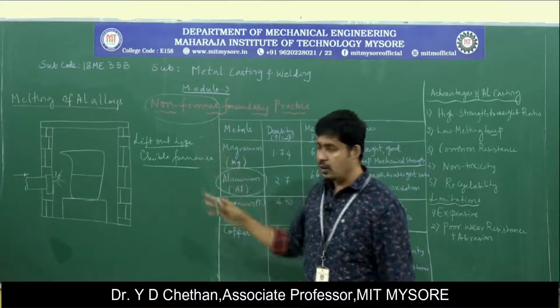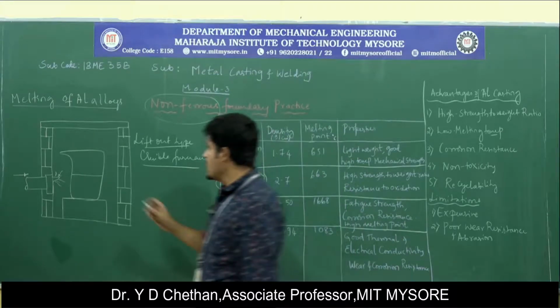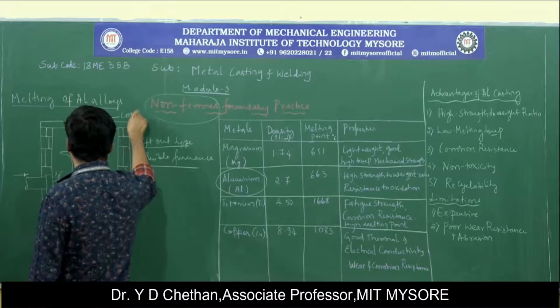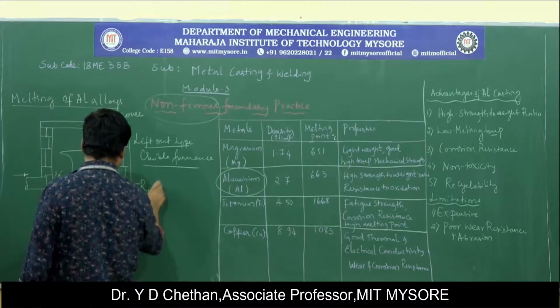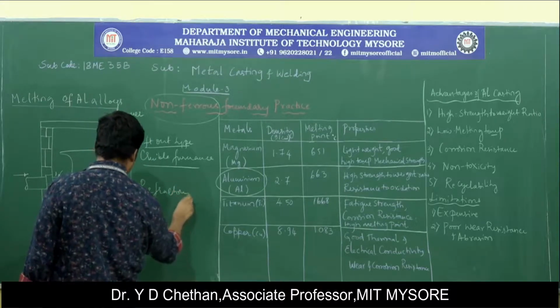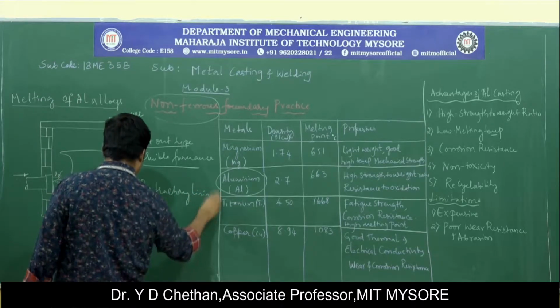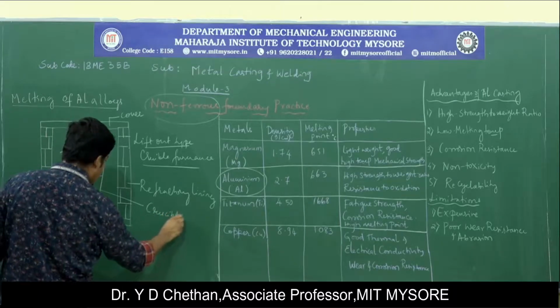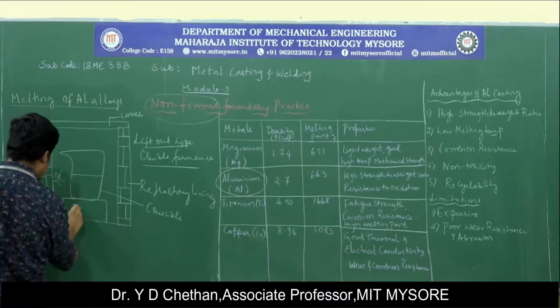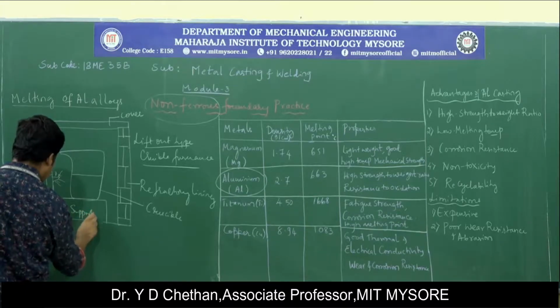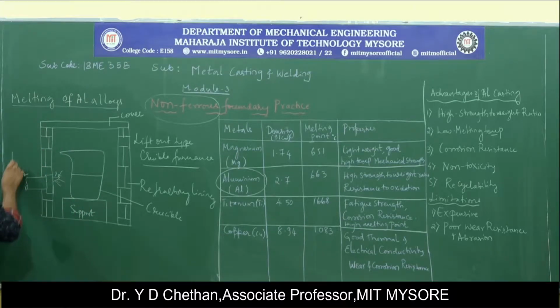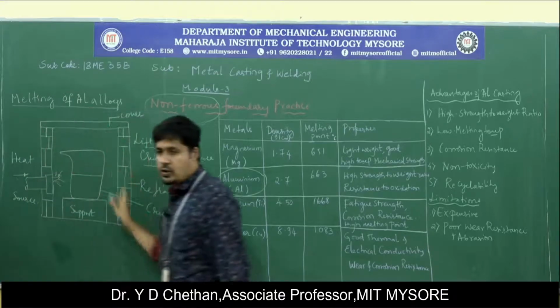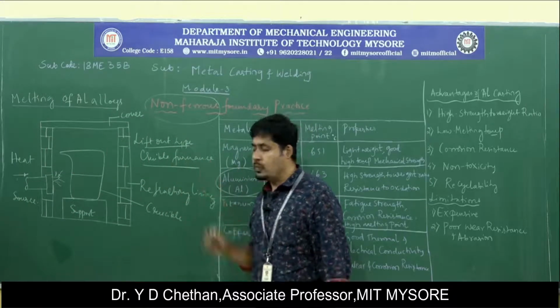Let us see the important elements of this particular furnace. So this is the cover plate, this is the refractory lining, then this is the crucible, this is the support structure, this is the heat source, okay. So these are all the elements of the lift out type crucible furnace.